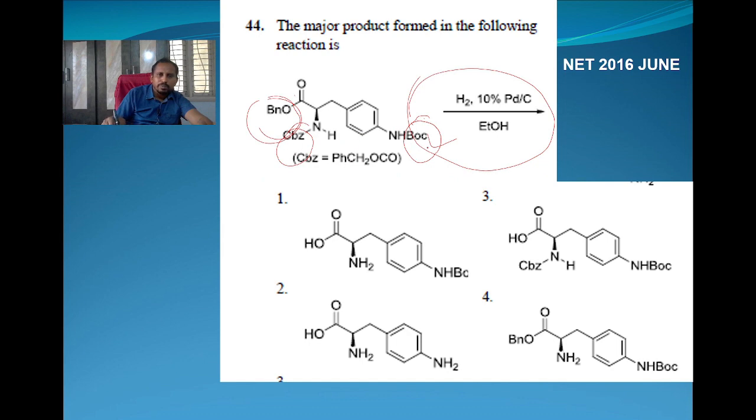BOC is deprotected in the case of TFA, trifluoroacetic acid. But here CBZ will deprotect. Other protecting groups will remain intact. So the answer will be, when CBZ, this is not the answer. BOC is there. So fourth is the answer. Fourth is the answer. Okay. Fourth is the right answer.